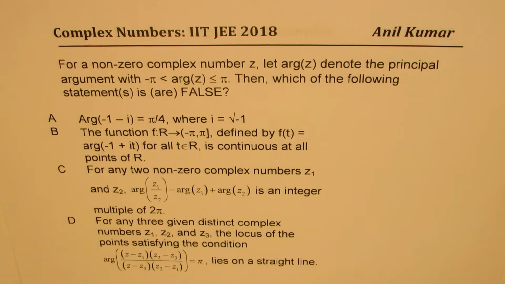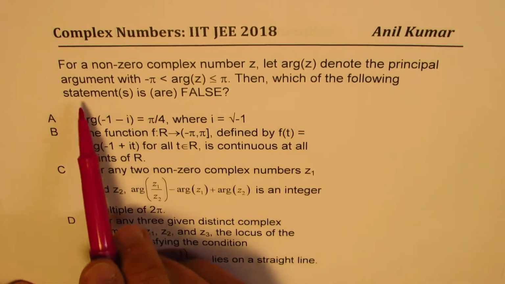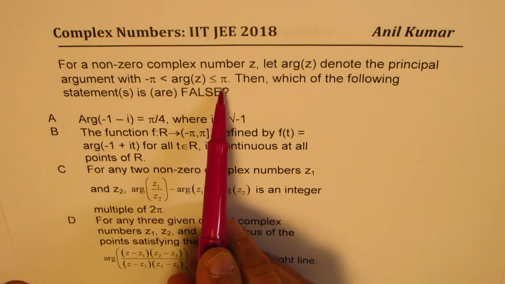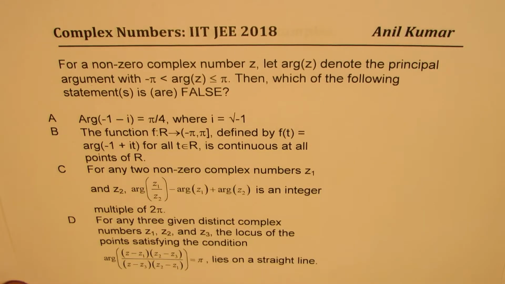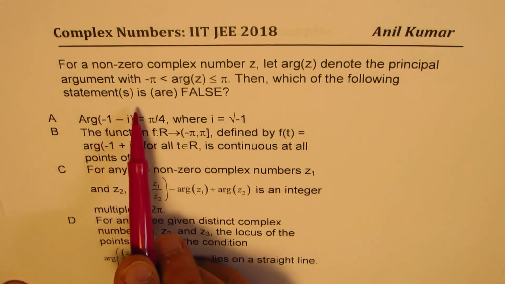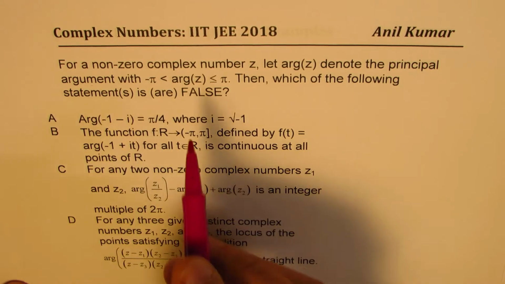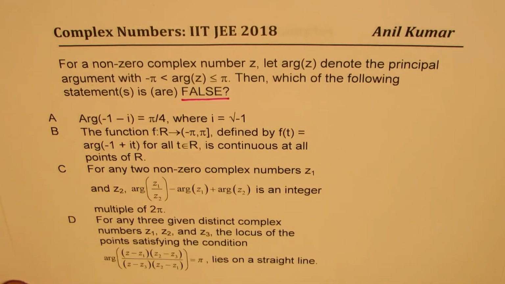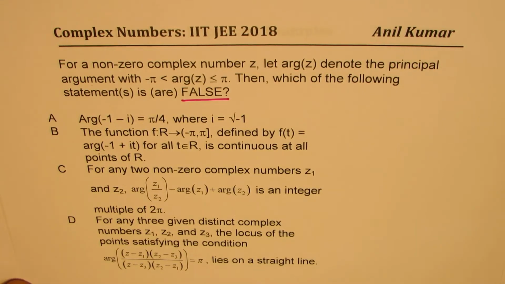One of the questions here is: for a non-zero complex number z, let argument z denote the principal argument with argument z between minus pi to plus pi, where plus pi is included. Then, which of the following statements are false? Sometimes they will ask for true, sometimes false. So it is very important to remember while solving that it is, in this case, false, not true. There are four conditions here.